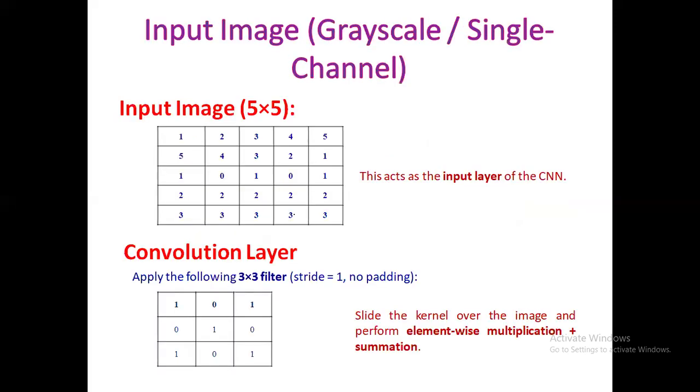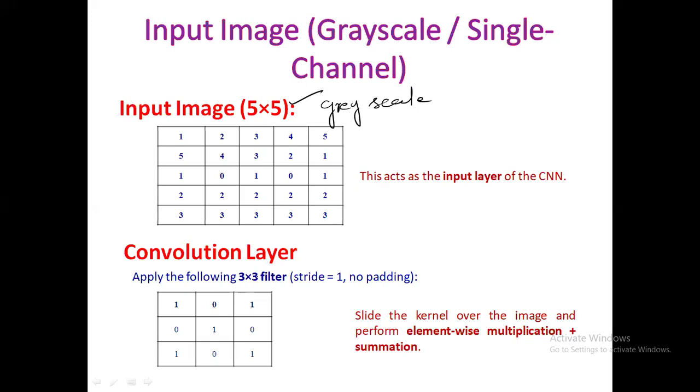Now we'll see one example problem. In this problem, we have taken a single channel image, that means a grayscale image. This image is a 5 cross 5 input, and this will act as the input layer to the CNN. We are going to feed this into the input layer. Then we are going to convolve this image with the kernel.